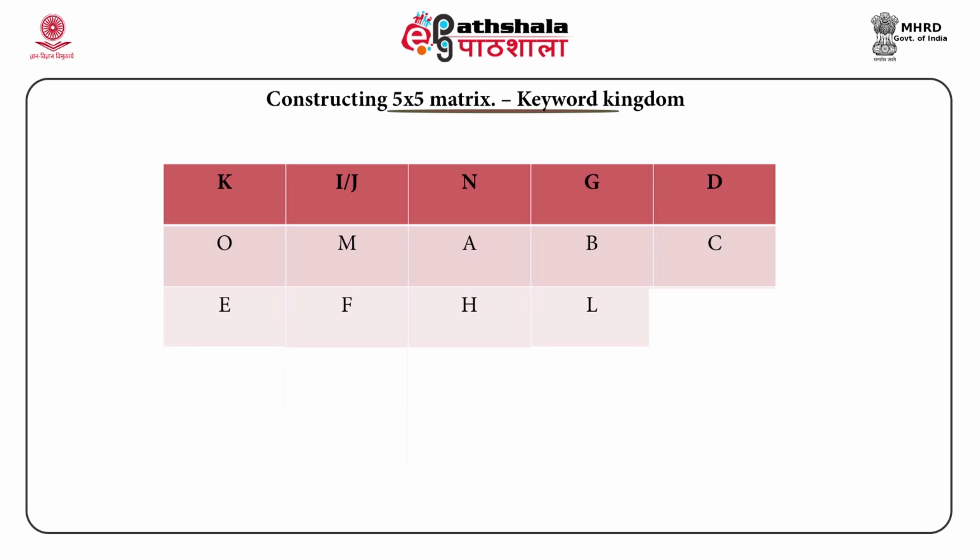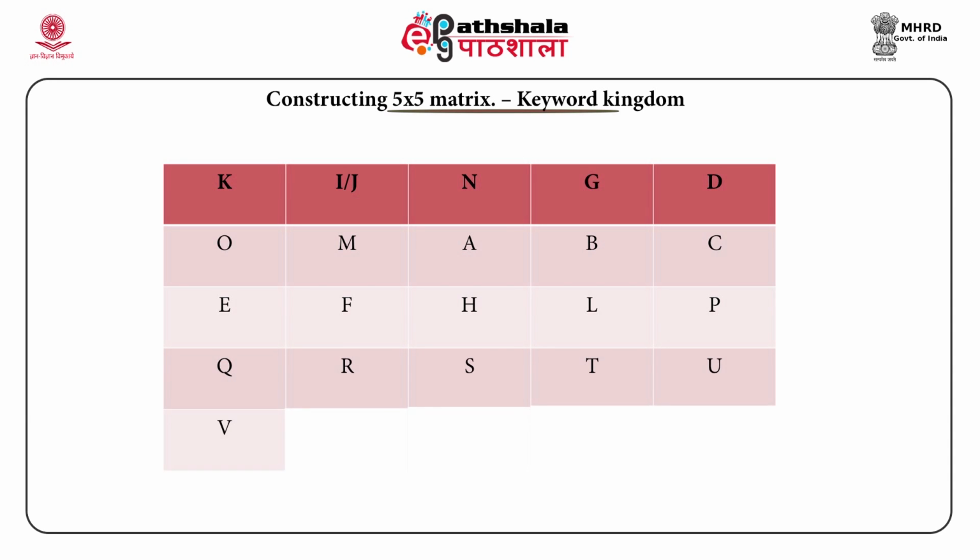M is part of the key, so ignore it, then N is also part of the key, ignore. O is also part of the key, we have already kept it. So now comes P, Q, R, S, T, U, V, W, X, Y and Z. Now you are ready with a matrix.